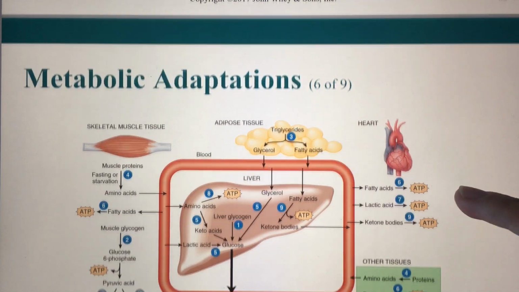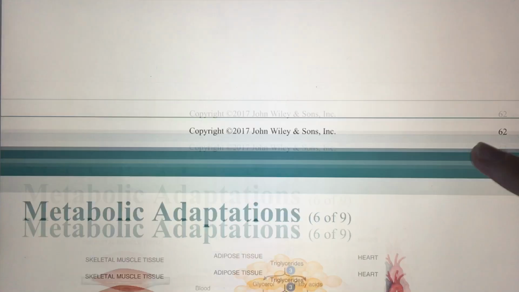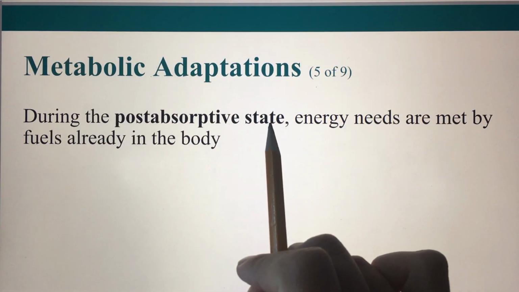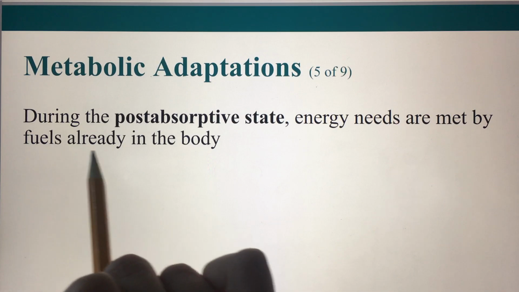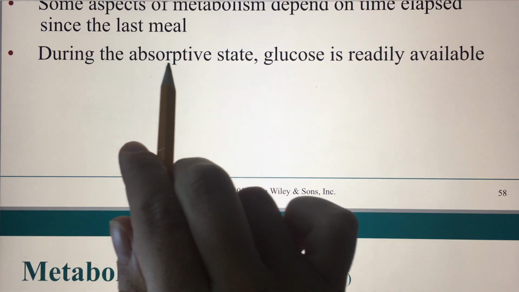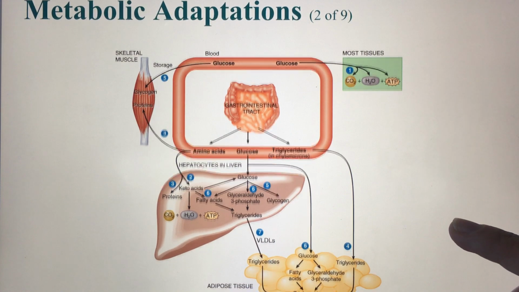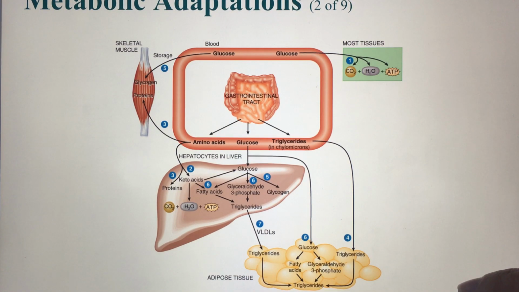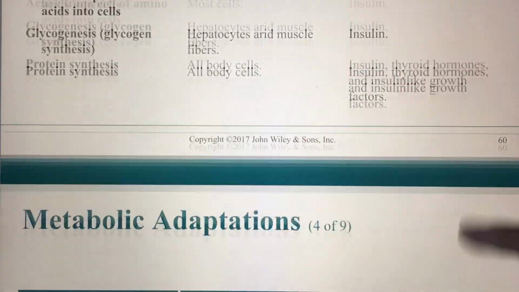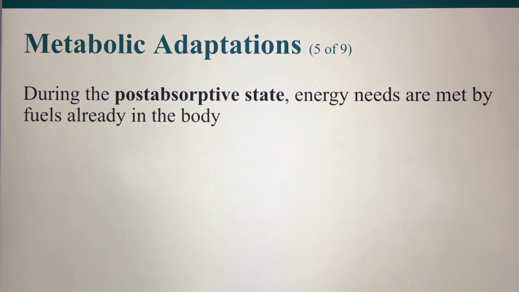So going to the next diagram, here's a diagram showing this. It's called the post-absorptive state. The energy needs are met by the fuels already in the body. So that was the absorptive state, where glucose is readily available, and this is how the nutrients are absorbed into the body from the gastrointestinal tract. Now we're going to talk about the fuels that are already in the body and how they can be used to meet our energy needs.